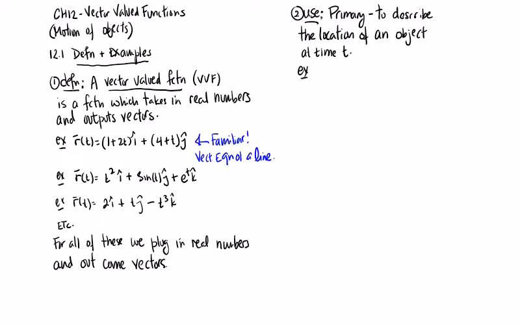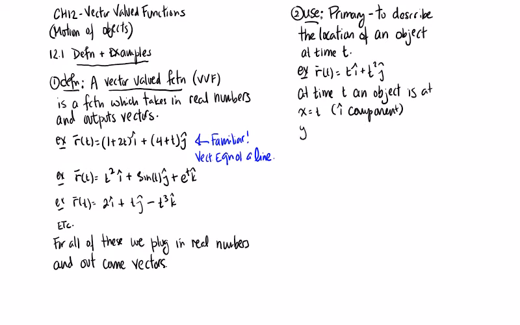So for example, if we were to give the vector valued function something like r of t is, say, t i plus t squared j, we can think that at time t, an object is at x equals t, this is the i component, and at y equals t squared, the j component.